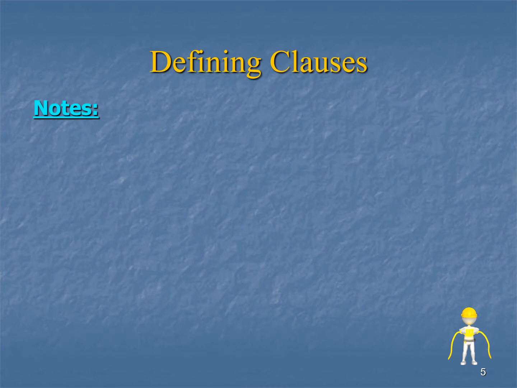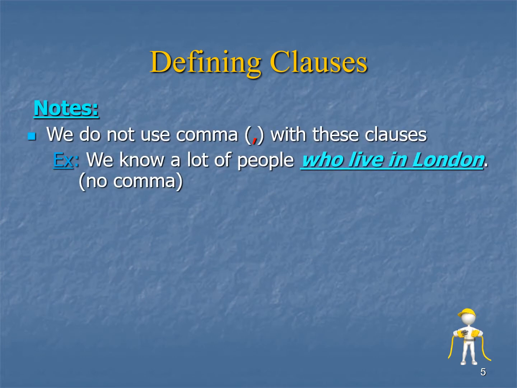Note that we do not use a comma with these clauses. Example: we know a lot of people who live in London. In this part again, there is no comma here, all right? So we do not use a comma with defining relative clauses.